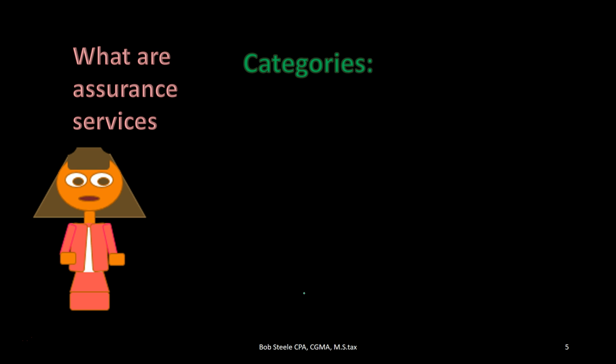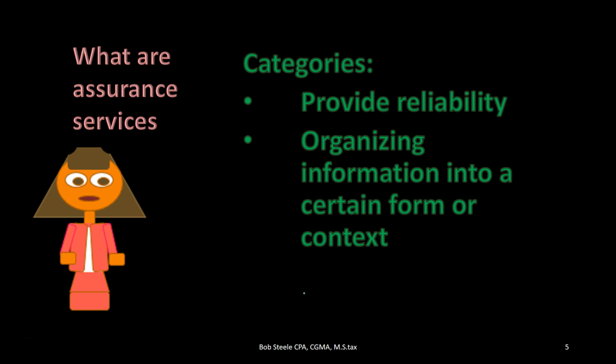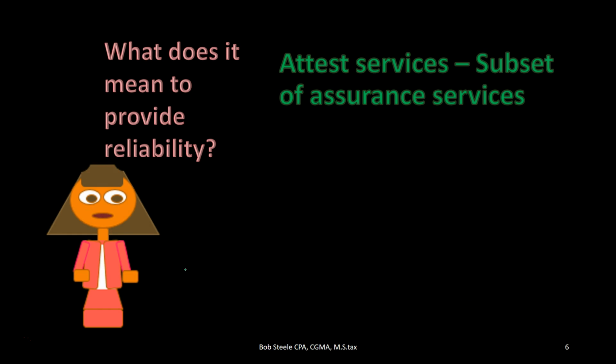What are assurance services? So categories could include providing reliability, or organizing information into a certain form or context. We're going to be focusing on the providing of reliability. That's the most common idea of assurance. When we think about the financial statements, we're usually having the confidence in the financial statements. What does it mean to provide reliability?